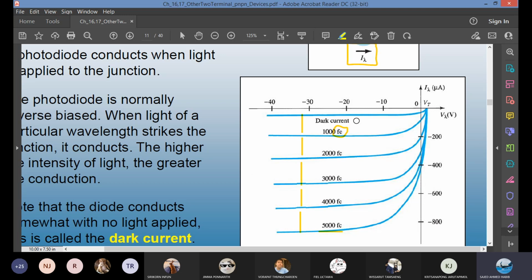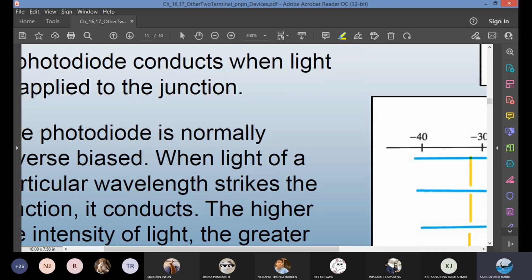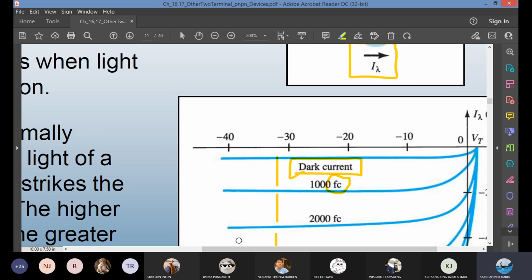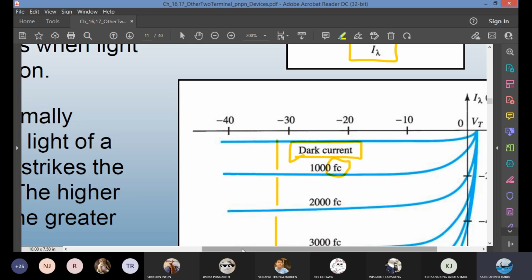There is one interesting thing on this graph which is called the dark current. When there is no light applied to the photodiode, it still conducts a little amount of current in reverse. We call it the dark current. So when you have a photodiode, you cover it completely with a black cloth, it will give you the dark current, a small amount of current. It is not zero current.